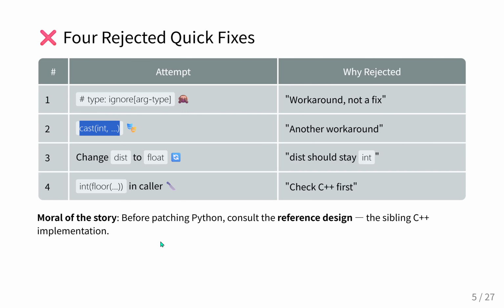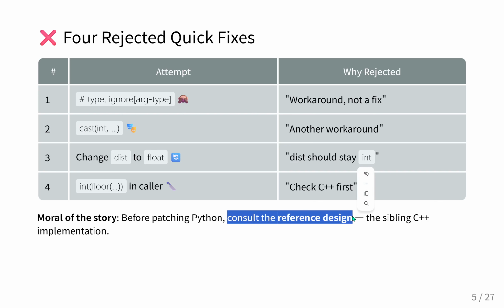I mean, those all sound incredibly tempting. Just bypass the alarm and move on. They are tempting, but they're also incredibly risky. And what's fascinating here is why they rejected those band-aids. They relied on a crucial guiding principle for software translation. You always consult the reference design. Oh, okay. So the C++ code?